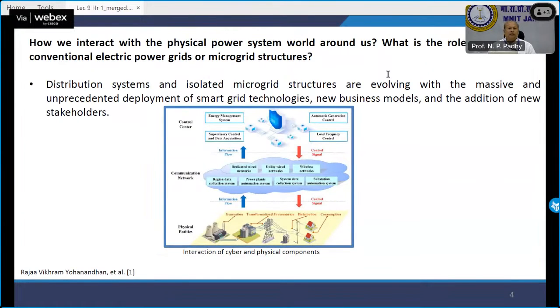Now, how do we interact with the physical power system around us? What is the role of CPS in our conventional electric power grid or microgrid structure? There is a question people may ask: why do we talk about the cyber physical layer? Anyway, I see my bulbs, I see my supply, I see my substation, everything is in place working so nicely. Distribution system and isolated microgrid structures are evolving with massive and unprecedented deployment of smart grid technology.